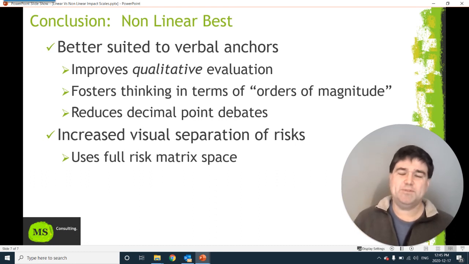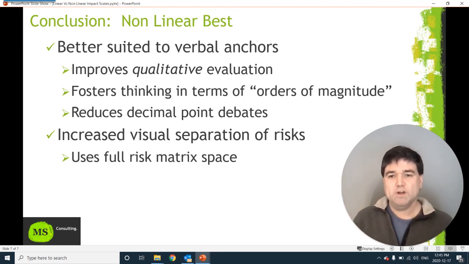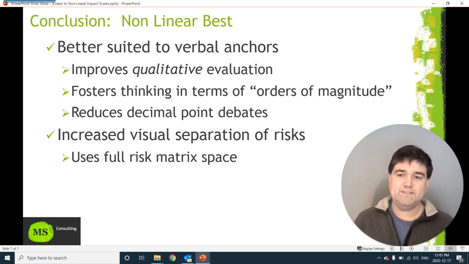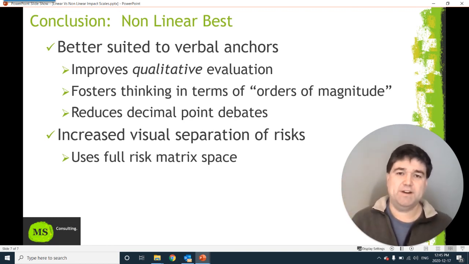So that's really helpful. The second one that I find most helpful is that it visually separates the risks a lot more. It uses up the page a lot more effectively, and you can clearly see how much different one risk is from another. And so those are my thoughts on linear versus non-linear scales for measuring risks.